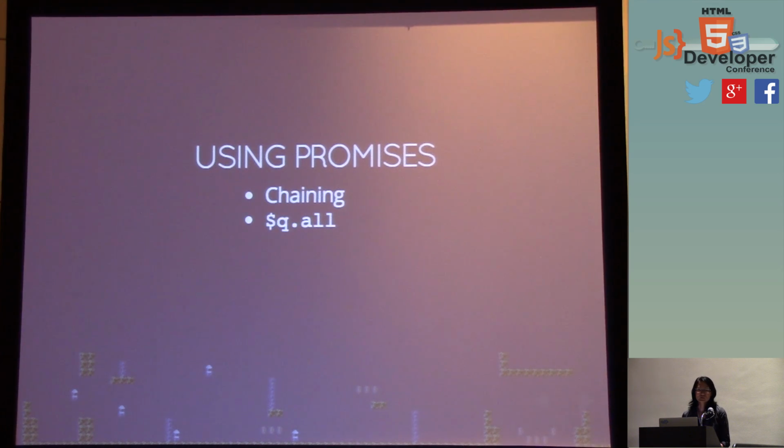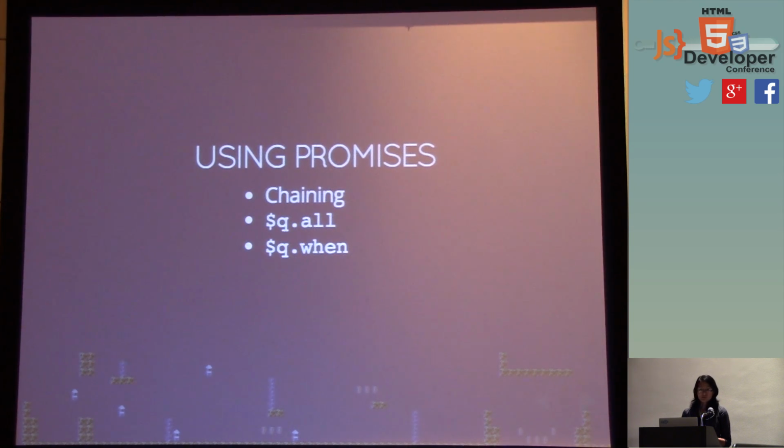Q also has some other useful functions like all. If you're waiting on, let's say you need Mario and you need Peach before you can do something and you don't know what order they're going to come in, you can pass 2 or more promises into q.all, and then q.all will resolve when all of the promises resolve, or reject if any of them error out. And that's very useful.